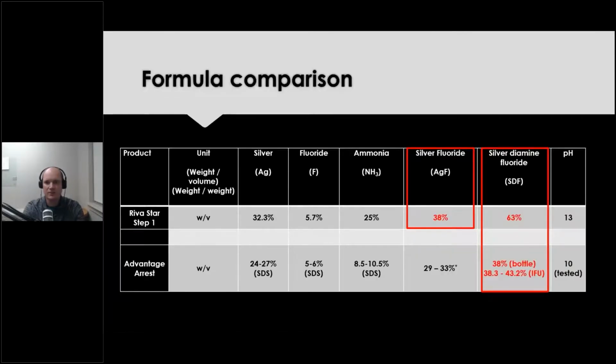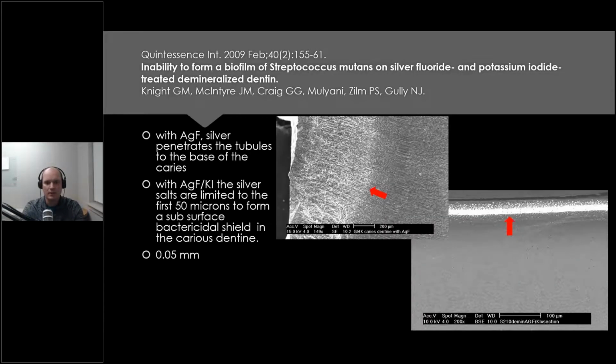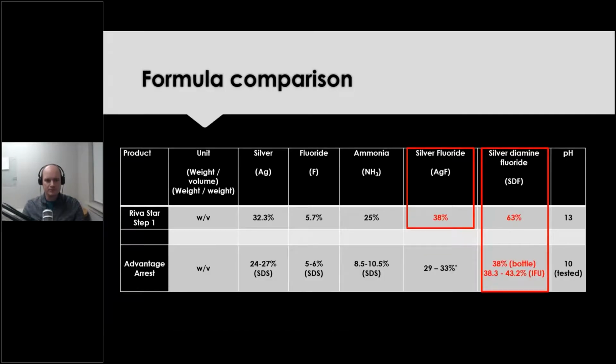I am going to move a little bit forward here just to cover a few more things that I think are important about the different materials. So let's cover this one. There are 2 different SDF products on the market. I use both at my office. The difference between them is that the Riva Star is going to have silver fluoride in it instead of the silver diamine fluoride as the main composition.